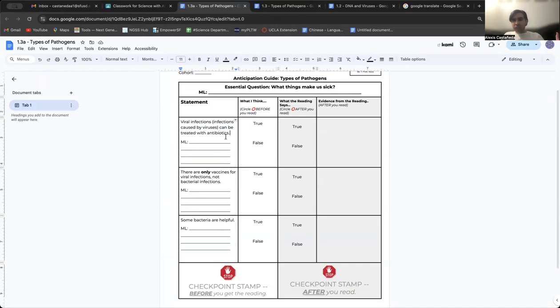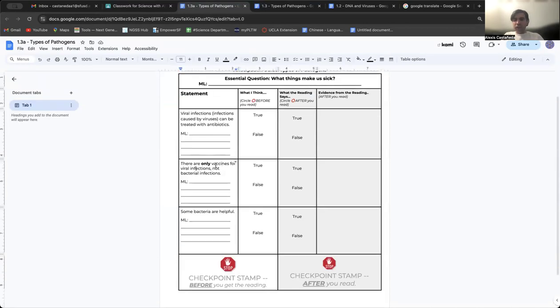Before we have learned anything, what I want you to think is, what do you know? Maybe you have heard of antibiotics before. Maybe you have taken antibiotics when you are sick. Do you think that they can be used to treat viral infections? If you think yes, you circle true. If you don't think it's true, you circle false.